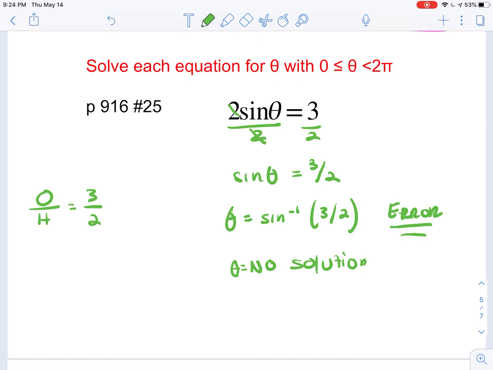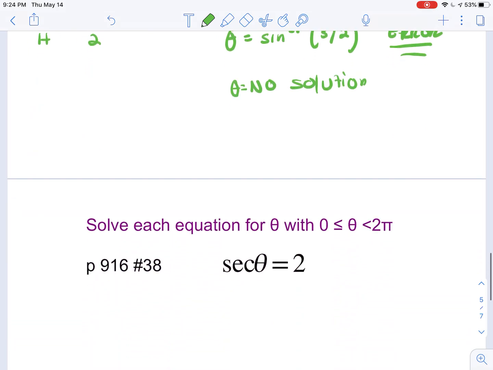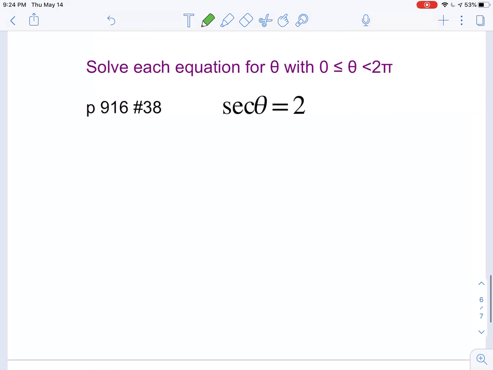Now, let's think for a second why that could be. Well, remember, sine is equal to opposite over hypotenuse. If that is equal to 3/2, that means my opposite side has to be greater than my hypotenuse. And that is impossible, because the hypotenuse is the longest side of a right triangle. So if you ever see a fraction where the numerator is bigger than the denominator, we have a little bit of an issue.